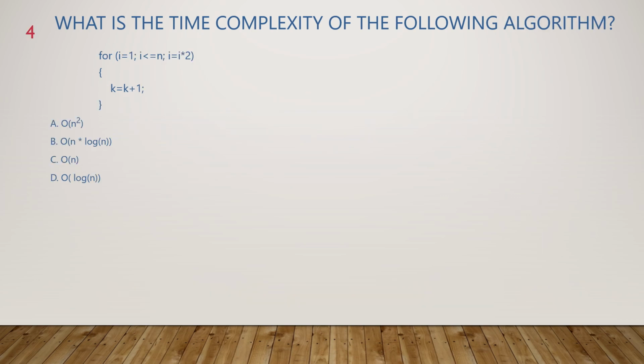Question number 4. What is the time complexity of the following algorithm? There is a for loop: for i equals 1; i less than or equal to n; i equals i times 2. There is the opening brace, k equals k plus 1, and the closing brace. A, big O of n squared, B, big O of n log n, C, big O of n, D, big O of log n.